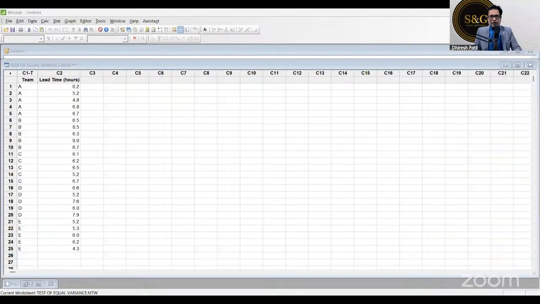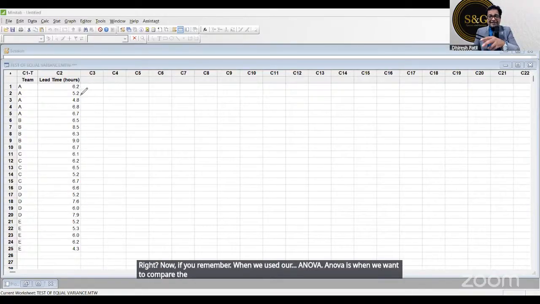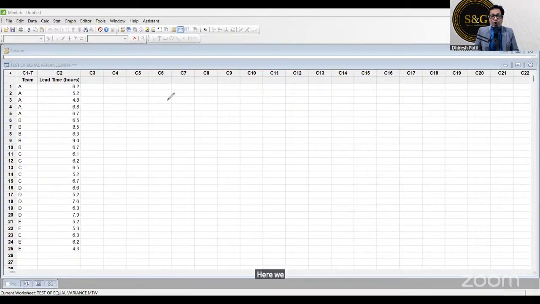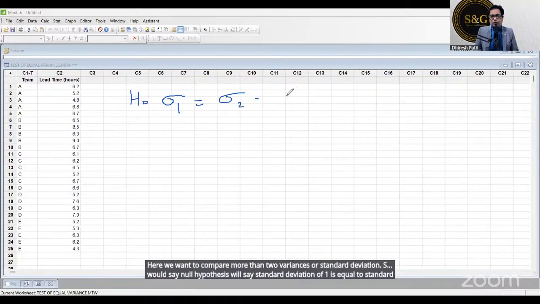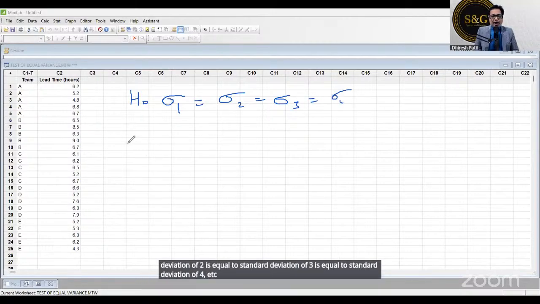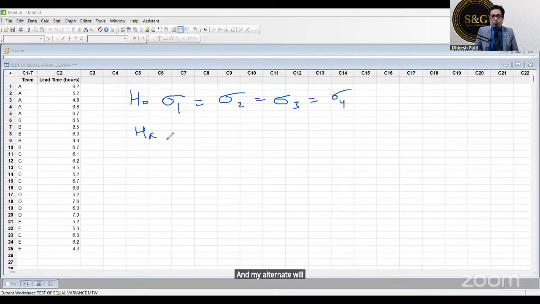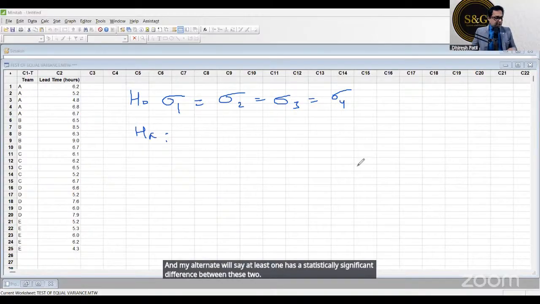If you remember, we used ANOVA when we wanted to compare more than two means. Here we want to compare more than two variances or standard deviations. So the null hypothesis says the standard deviation of 1 is equal to the standard deviation of 2, is equal to the standard deviation of 3, is equal to the standard deviation of 4, and so on. And my alternate says at least one has a statistically significant difference. So how do we do that?